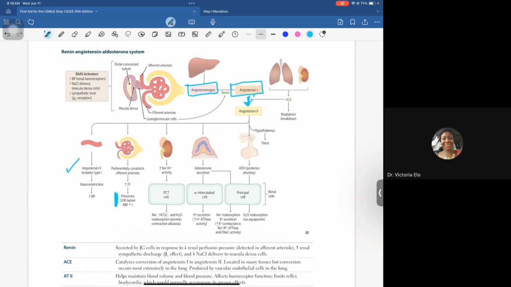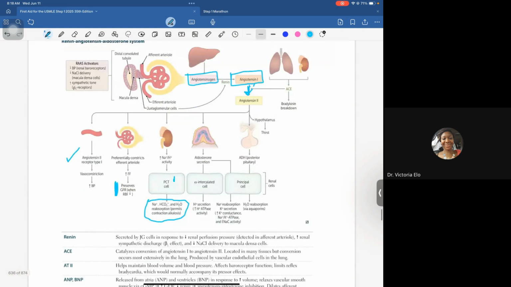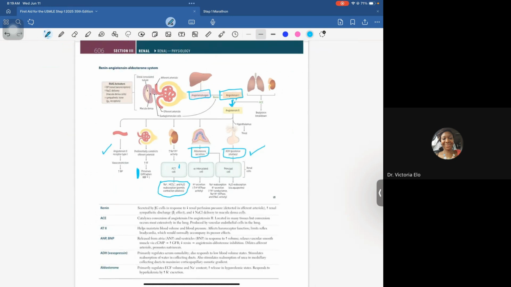Then it's going to go to the proximal convoluted tubule, right? And it's going to increase the absorption of sodium, bicarbonate, and water, right? Now it's going to go to the aldosterone. It's going to increase the aldosterone, right? And when the aldosterone increases, it's going to increase the absorption of sodium. It's going to increase the secretion of potassium and secretion of H positive ions, right? It's going to increase the secretion of ADH as well, right? So these are all of the things that angiotensin 2 does. It's going to help maintain the blood volume and the blood pressure, right?